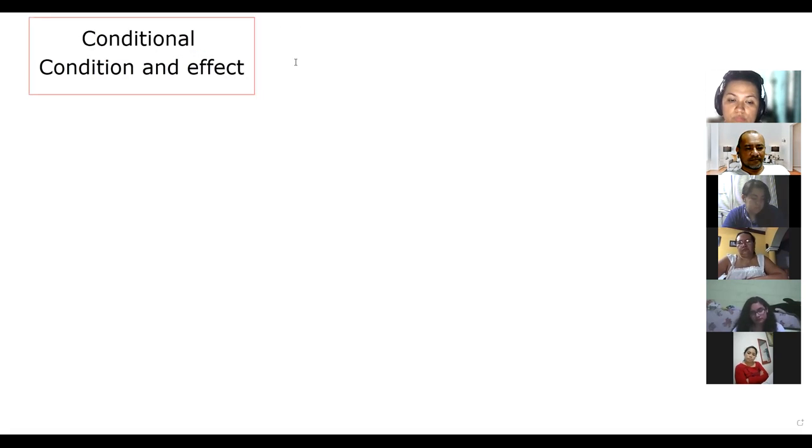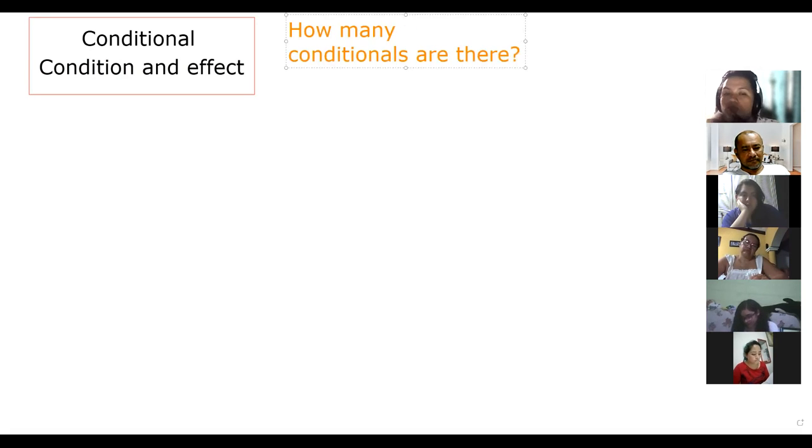So let's talk about what we use conditionals for. ¿Para qué usamos condicionales, guys? Actually, guys, first of all, I'm sorry. Let's talk about the amount of conditionals we have. Let's answer this question: how many conditionals are there? ¿Cuántos condicionales hay? What do you think, guys? How many conditionals are there? 1, 2, 3, 4, 5, 6, 7, 1,000?